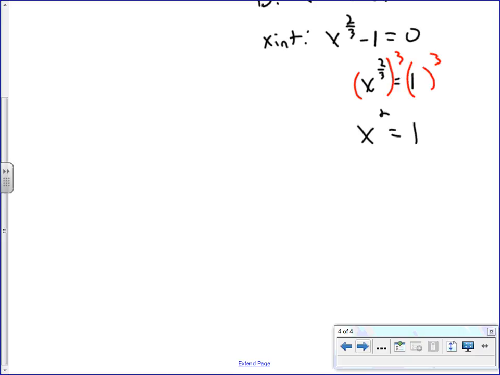Now I need to get rid of the square. What do I have to do? When you take the square root of both sides of the equation, what do you have to remember? Plus or minus. So there are two x-intercepts: 1, 0 and negative 1, 0. Okay? I'm glad I'm reminding you of all these things.